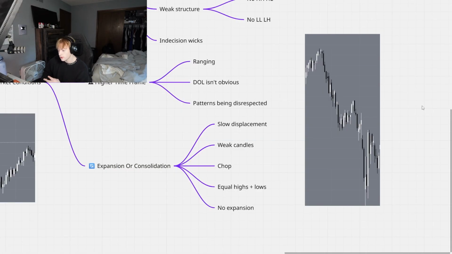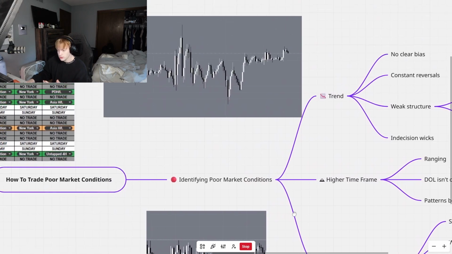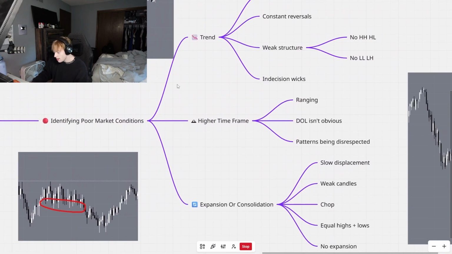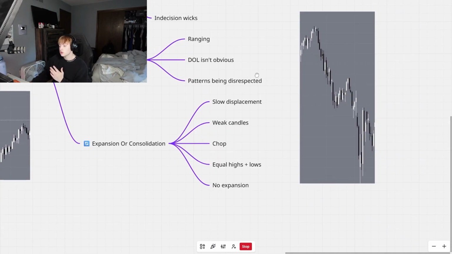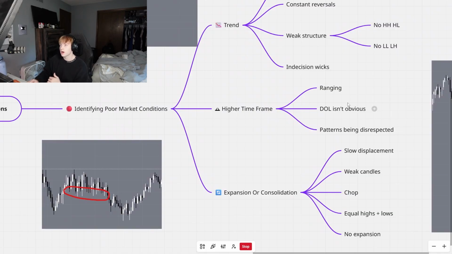So lower volume. Again, guys, to expand in the market and to trade continuations, we want volume. Chop, again, what I've showed you, these are two great examples of chop. Equal highs, equal lows, and again, no expansion. These are all great signs of poor market conditions that are very easy to identify simply just looking at the higher time frame.